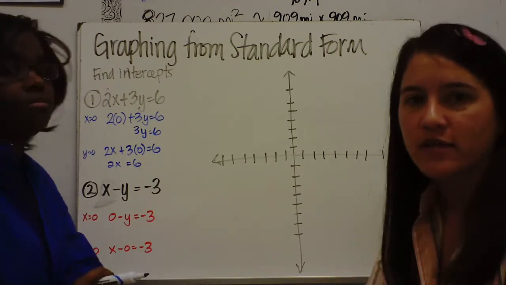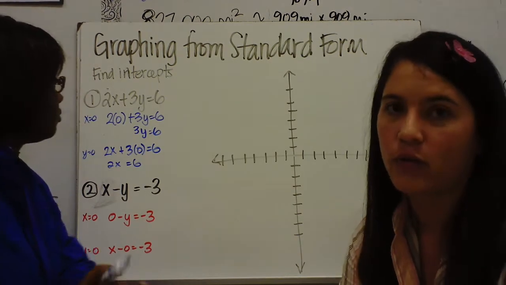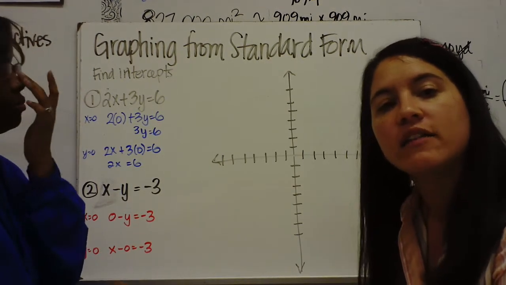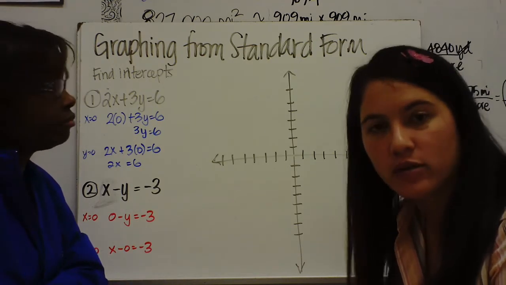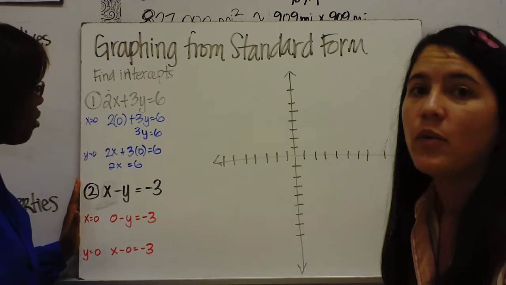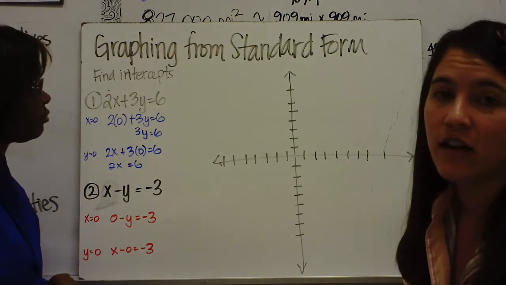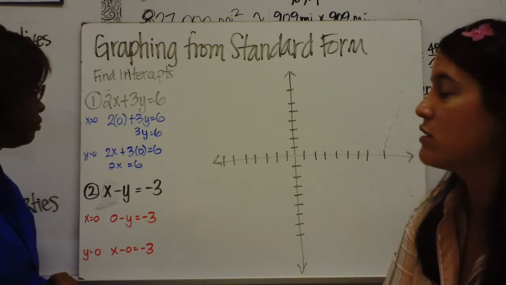The second objective today is to graph lines that are written in standard form. We've shown you how to convert equations into slope-intercept form, y equals mx plus b, and graph using the y-intercept and the slope. Well, now you can graph if the equations are written in standard form by using the intercepts, and Ms. Barnes talked a little bit about that.